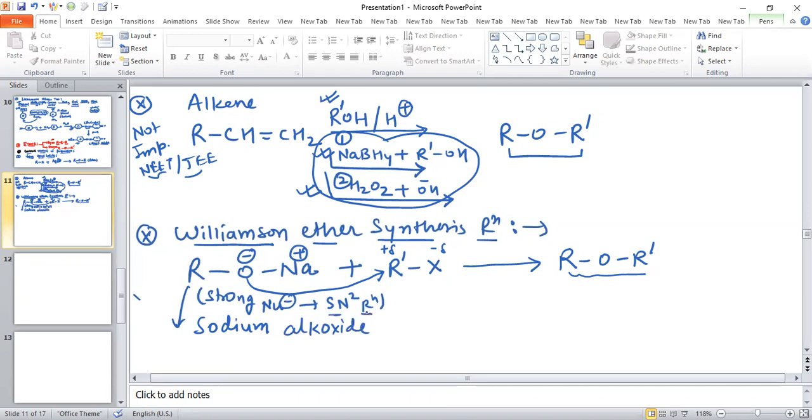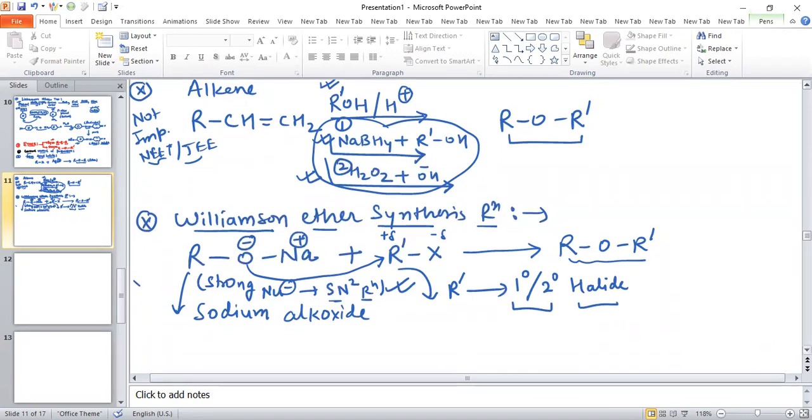This reaction is SN2 only when this R dash is either a 1 degree or 2 degree halide. So if this R dash is a 1 degree or 2 degree halide, then the mechanism of the reaction is SN2.